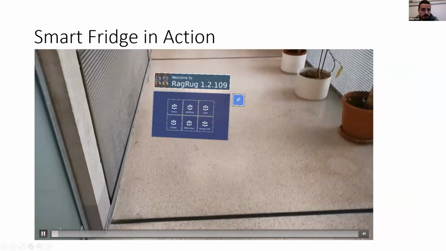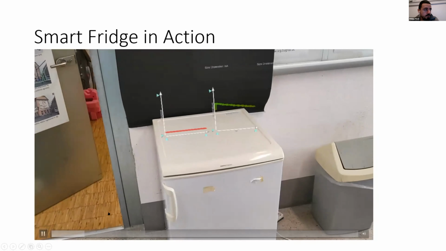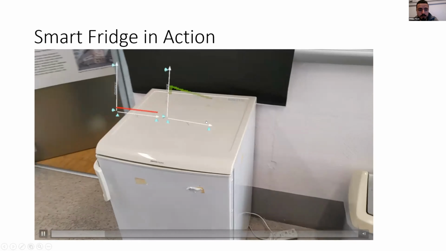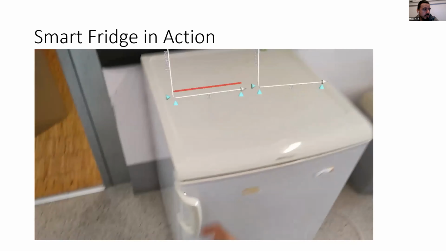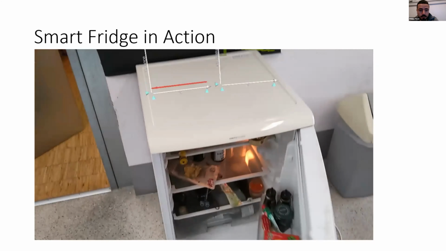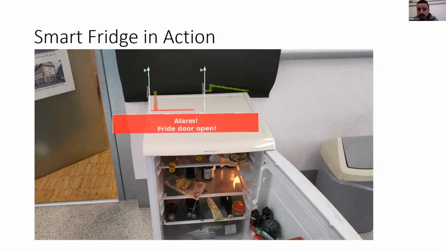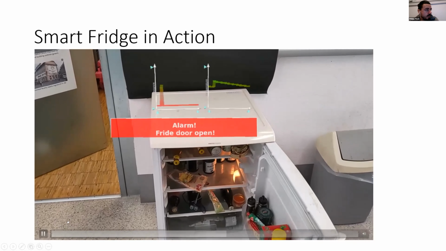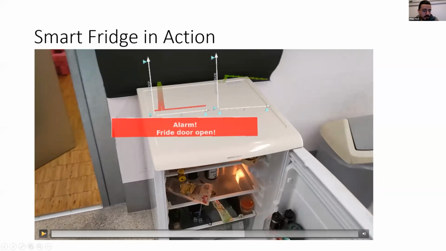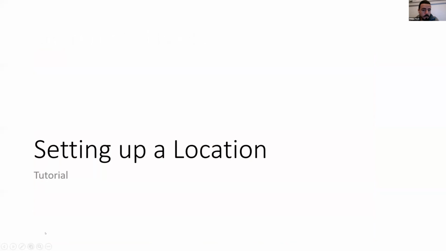This is another video on that. The fridge is instantiated. We have these two visualizations over here. And once we open the fridge, the alarm shows up, and the data changes over there. So, yeah, this was an example without any particular location at site.